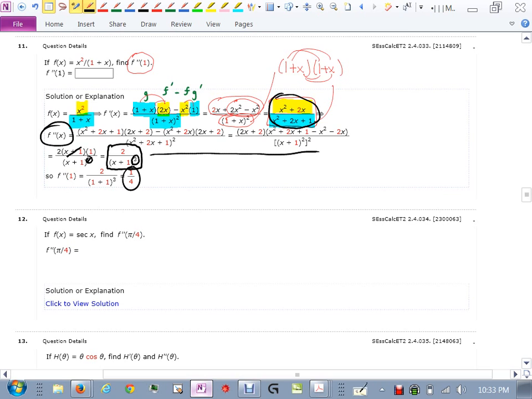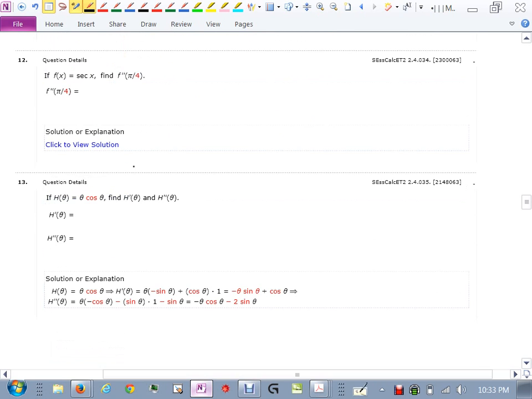All right, taking a look at number 12. If f is secant x, then what is the second derivative at pi over 4? So first of all, you have to know what the derivative of secant is. Derivative of secant x is secant x tangent x. And now if you want to do the second derivative, you have to take the derivative of that, which is a product, because you have two things.